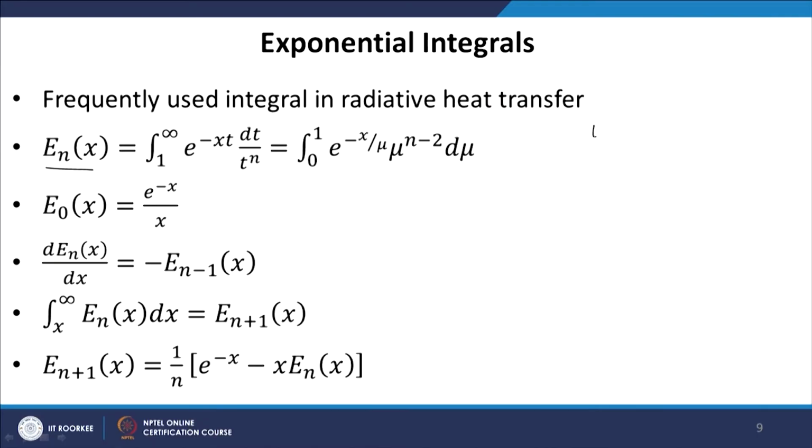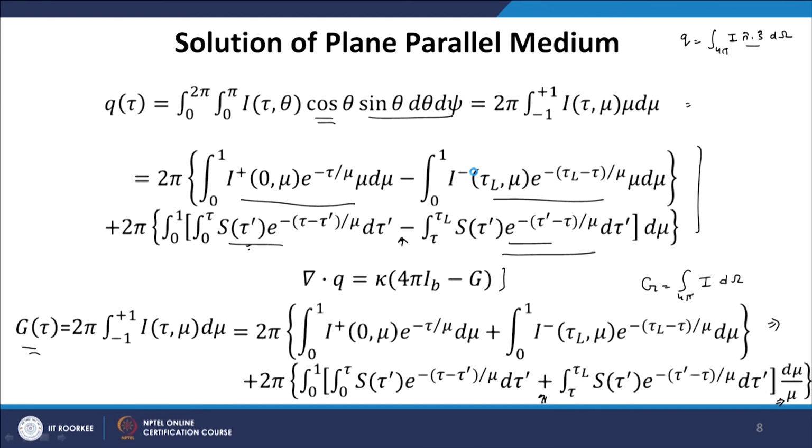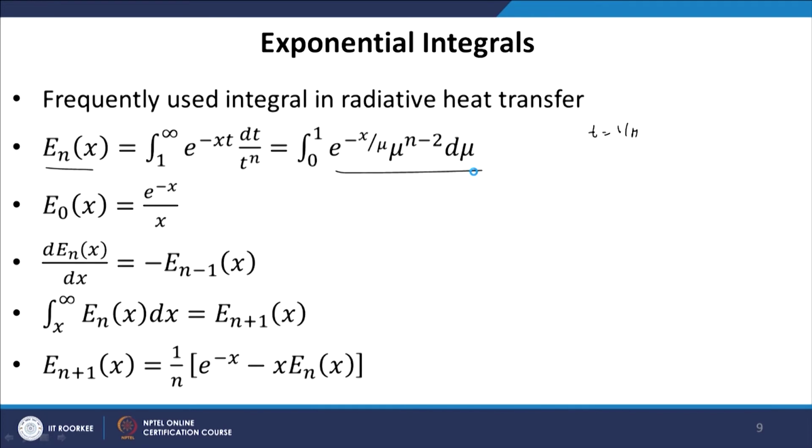We can use another dummy variable mu. So, by just substituting t as equal to 1 by mu, we get this definition of exponential integral, which is very similar to what we have found in our results. So, we see that 0 to 1 exponential term, and we can relate this exponential integral to the solution of radiative transfer equation. Now, the advantage of tabulating this integration is that we can very easily solve the problems analytically.